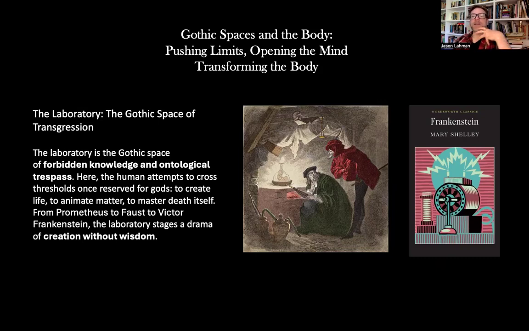Think about alchemy, think about this space, particularly in Faust, right, where he's doing things like trying to create a homunculus. Meanwhile, he's also making a pact with the devil. So here the human attempt to cross thresholds once reserved for gods, either to create life, to animate matter, to master death itself. We can see this from the myth of Prometheus, all the way into Dr. Faustus, and then, of course, Victor Frankenstein being the ultimate example of that in the Gothic period.